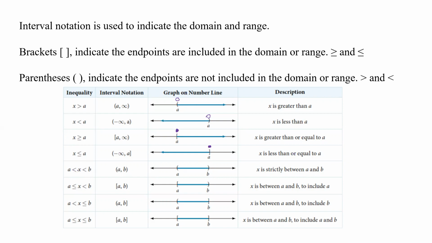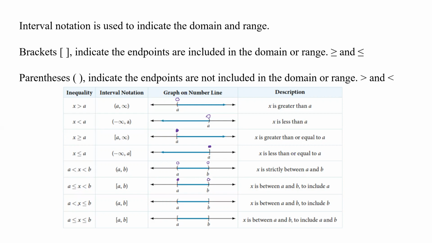Here, x is strictly between a and b, so that means it's going to have parentheses on each end. Whatever the a and b are, it's going to be somewhere in between there, but it doesn't include a and b. Now this one says it's going to be greater than or equal to a, so it's going to include a, so we have a bracket there, but it's not going to include b, it's just going to be less than that, so we have a parenthesis there. So in this case, we have the closed circle and an open circle.